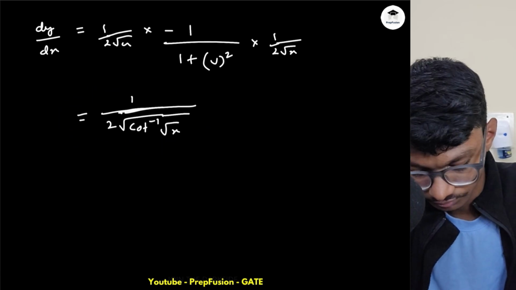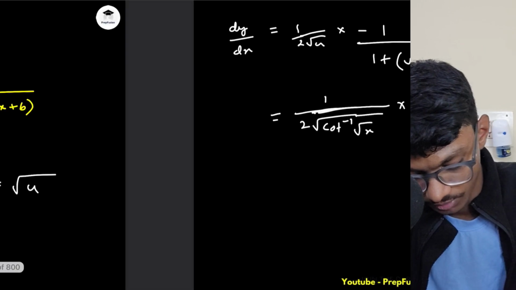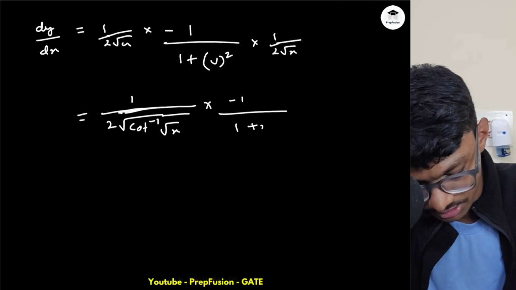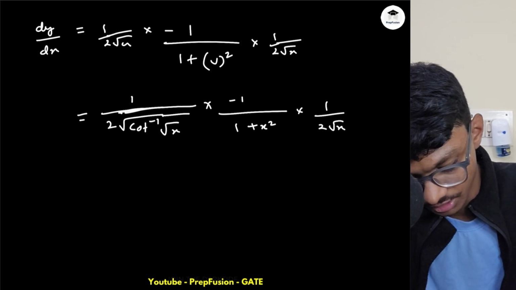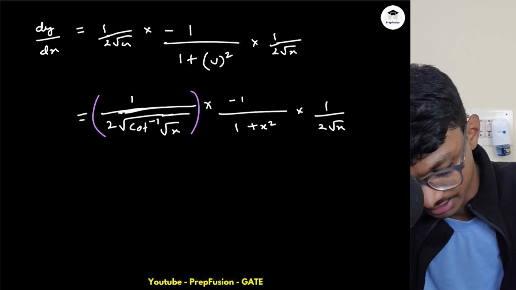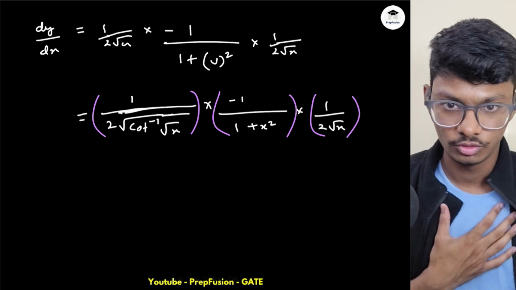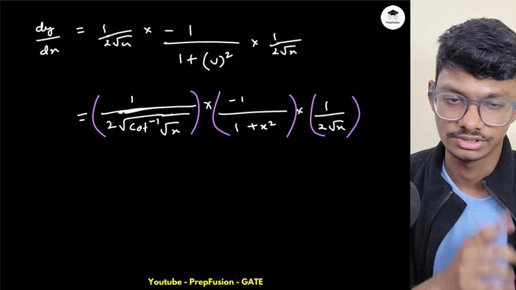Into minus 1 plus v square. So v is basically under root x, so this will be 1 plus x square into, obviously, we have under root of x. Okay, so this will be my final answer, right? This will be my final answer to this question. So what I want you to do is to solve this in a single line.